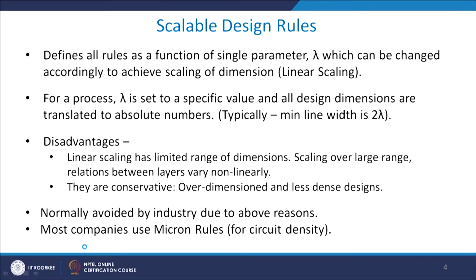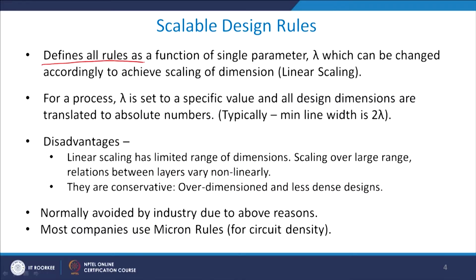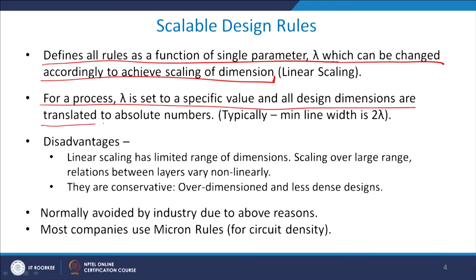The scalable design rule defines all the rules as a function of a single parameter lambda, which can be changed to achieve scaling of the dimensions. So, linear scaling, as we say. Secondly, for a process, lambda is set to a specific value, and all the design dimensions are translated to absolute numbers; typically the minimum line width is 2 lambda.